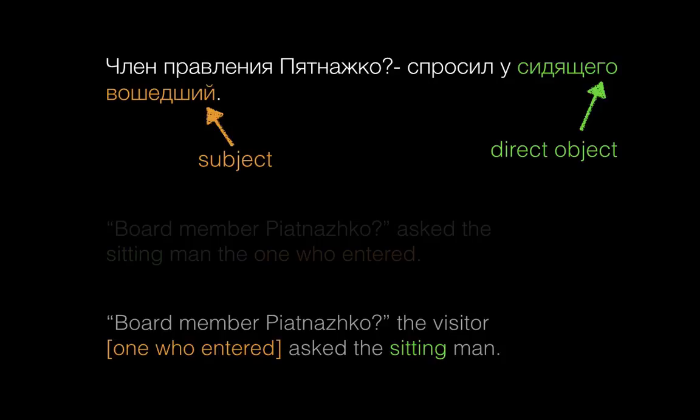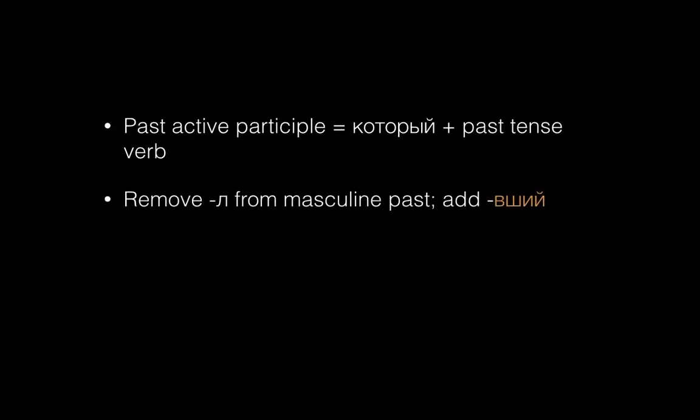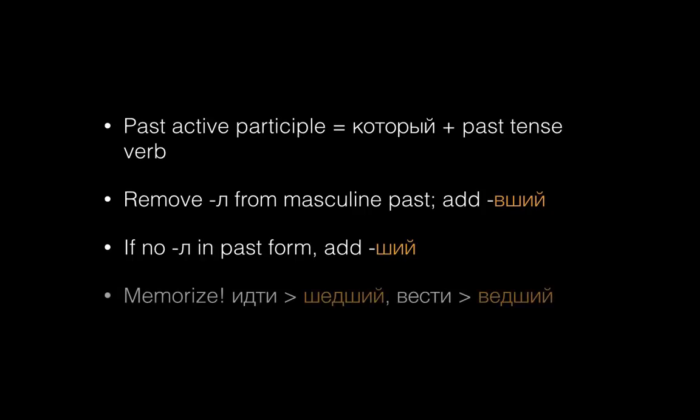Summing up, past active participles mean essentially the same thing as который with a verb in the past tense. We form the past active participles by replacing the L in the masculine past tense form with вши, making sure that that participle agrees with the noun that it modifies. If there is no L in the masculine past, then we just add шы to the past tense. And do watch out for those two verbs with irregular past active participle forms, шедший from идти and ведший from вести.